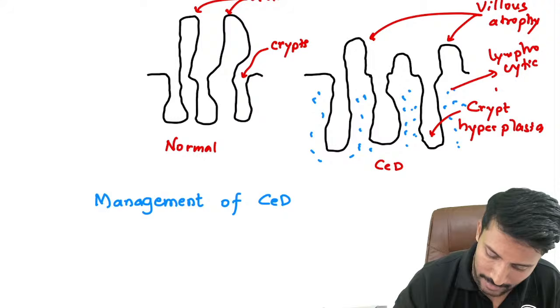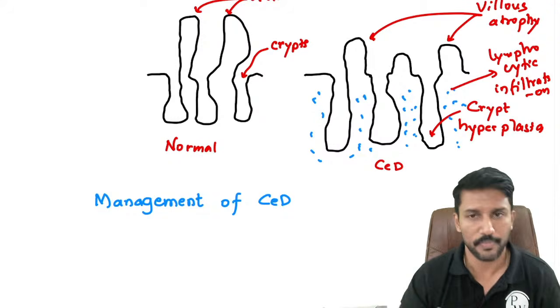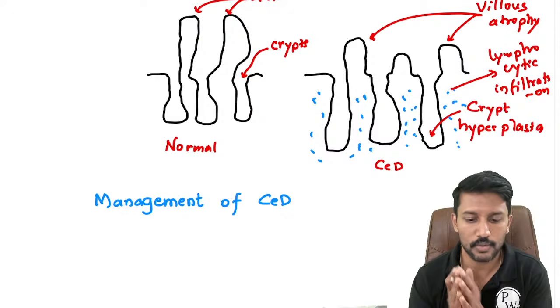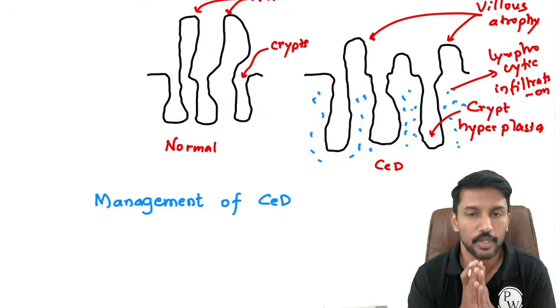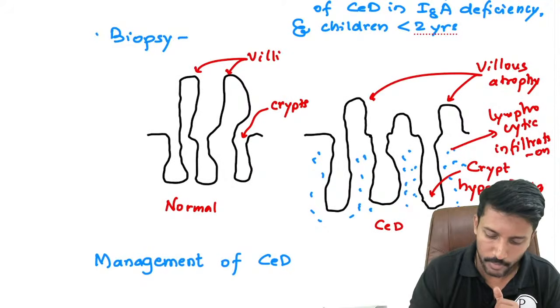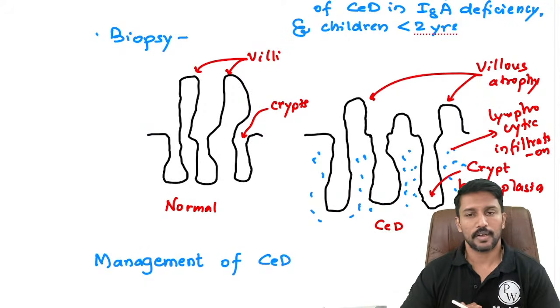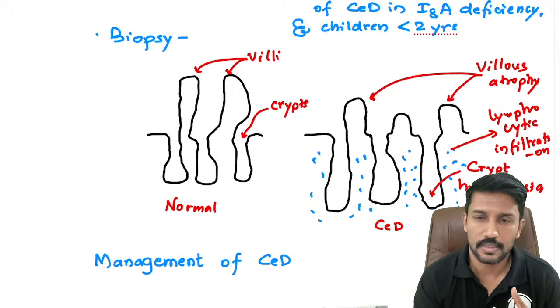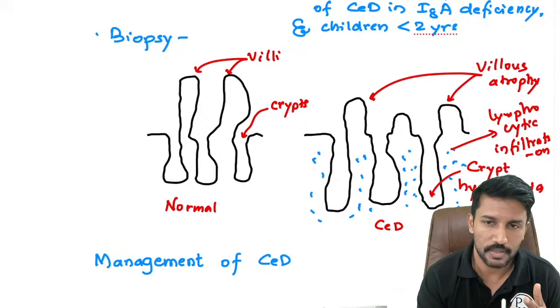Lymphocytic infiltration. So these are the three things that we need to write in the biopsy. Now, is biopsy specific for the diagnosis? If you want to write, you can say biopsy is not specific for the diagnosis, because the same findings I can also get in patients with Whipple's disease, and I can also get in patients with any other chronic malnutrition conditions.